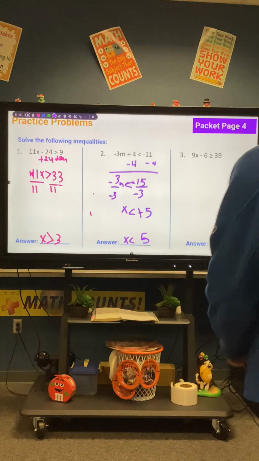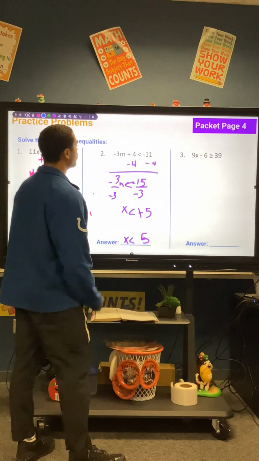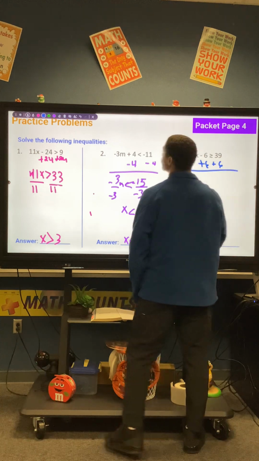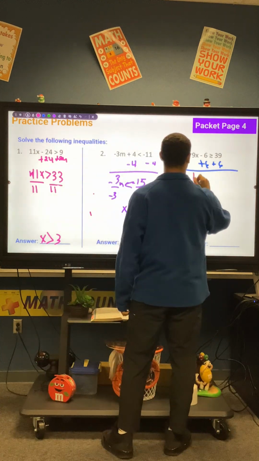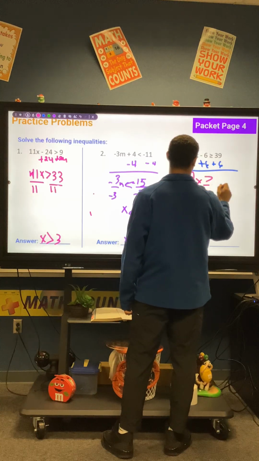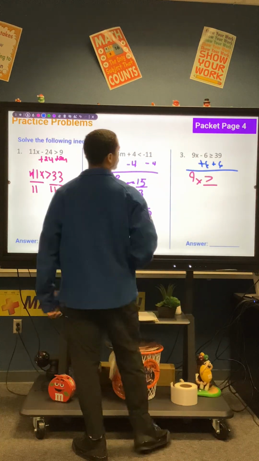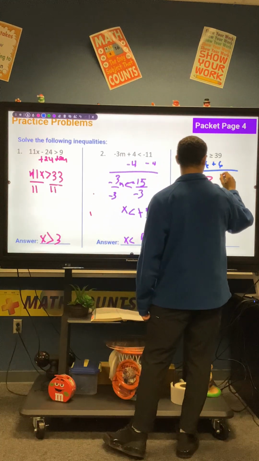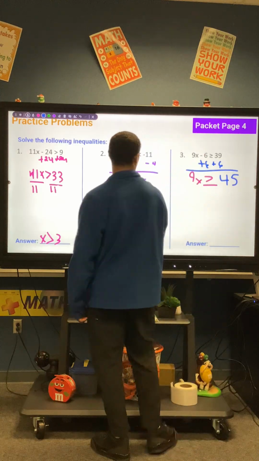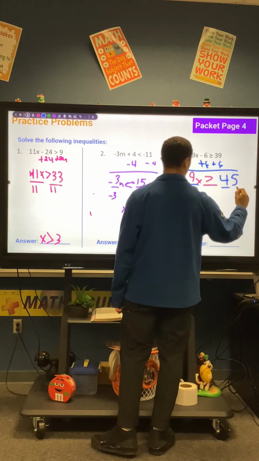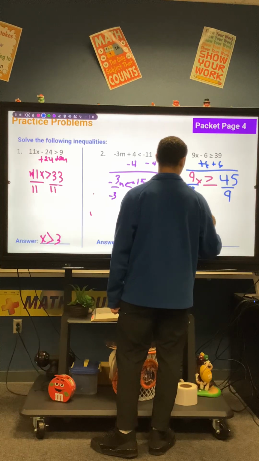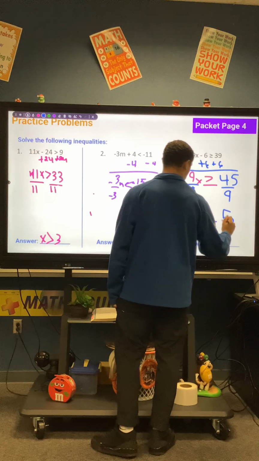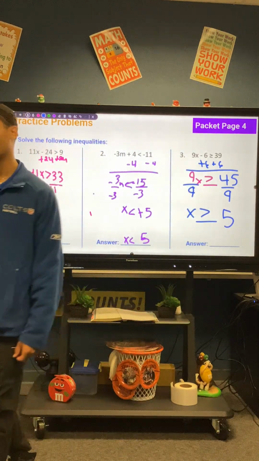I'll do this last one. First thing I'm gonna do is add 6 to each side. That's gonna leave me with 9x is greater than or equal to 39 plus 6 is what? So I'm gonna divide each side by 9. That should leave x is greater than or equal to 45 divided by 9 is 5.